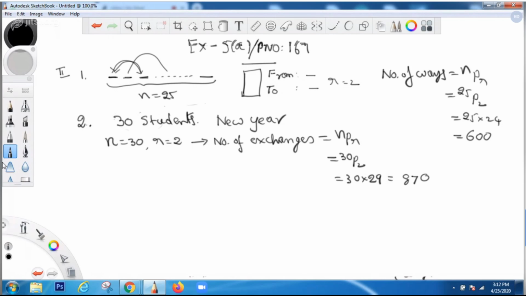Next is the third one. Find the number of ways of arranging the letters of the word TRIANGLE, so that the relative positions of vowels and consonants are not disturbed. A word is given here.